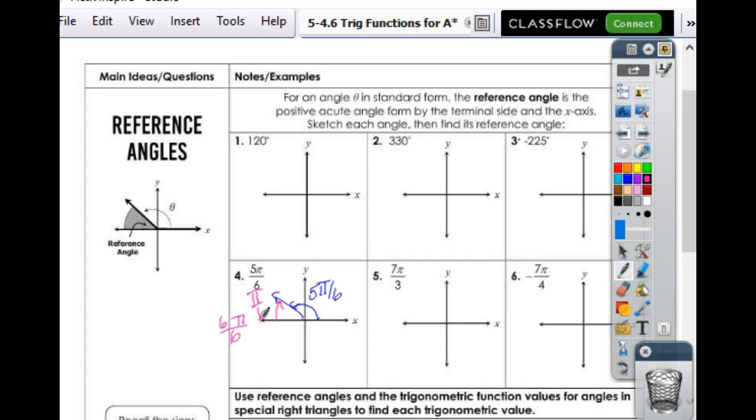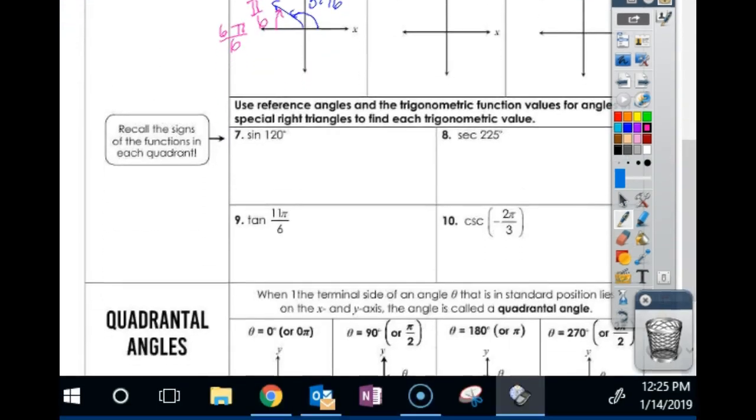Anything with the 6 on the bottom, that's why we learn the first quadrant, because the denominator is the reference angle. And like what we were doing to start with, you can do the whole entire circle just by knowing the first quadrant, okay? So we're going to work on some special ones today.